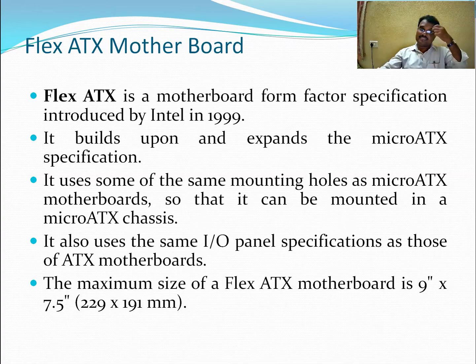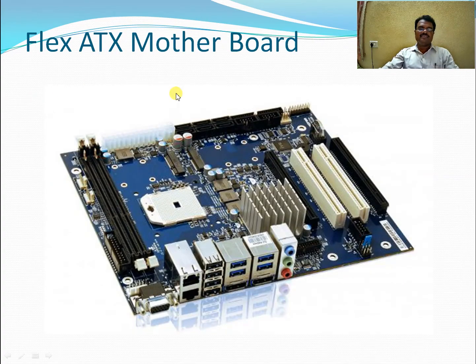So this is Flex ATX. Here we can see the Flex ATX motherboard, where these are the PCI slots, this is the ISA slot, and this is the AGP slot, and there are two RAM slots available here. These are SATA connectors, and these are serial port connectors. And here we can see the input output ports. There is a LAN port, and these are USB ports. These are also USB ports, and these are the audio input output jacks. And this one is a VGA port. So this is the CPU socket on the Flex ATX motherboard.